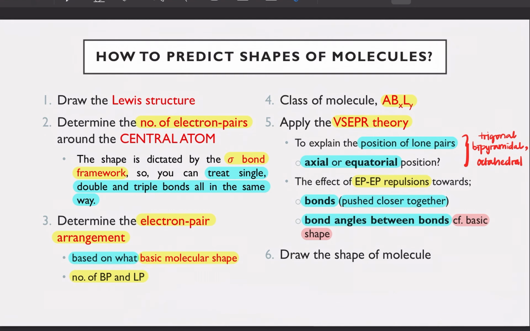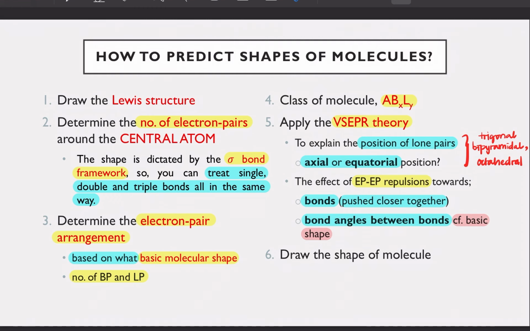Okay, so why do we need this? Because we want to get the fourth step, which is to state the class of your molecule. If it has a one bonding pair, maksudnya dia AB saja. Okay, if it has two bonding pairs and one lone pair, maksudnya dia AB2L. Okay, atau E, tak kisahlah. Alright, so that is the class of your molecule. So from your class of molecule nanti, you will know what shape of molecule you will get.